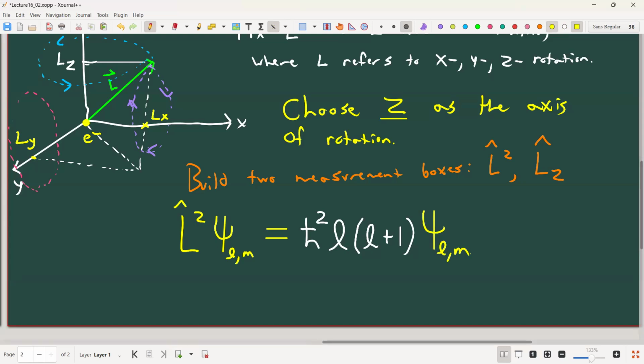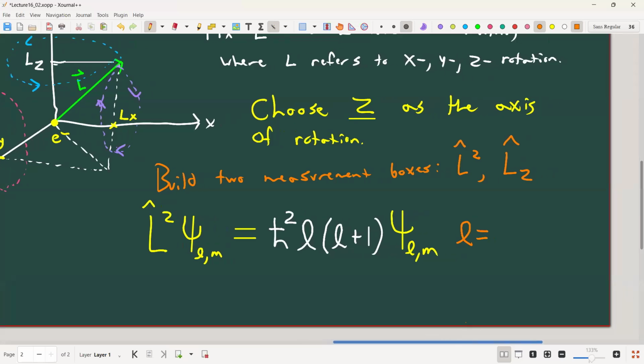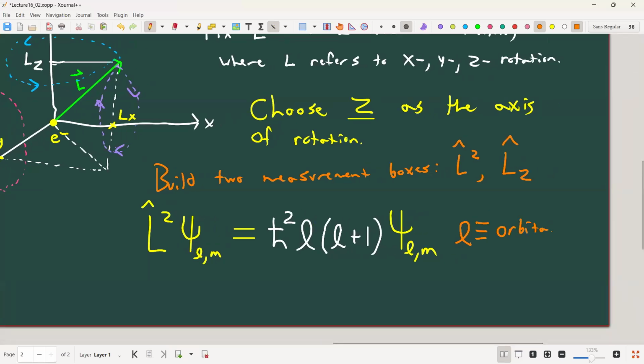So this number L that labels my states tells me how much angular momentum I have, total angular momentum. How fast am I moving? How fast am I rotating? So L, in some sense, gauges that total angular momentum. We call this L number for the hydrogen atom the orbital angular momentum, and L can be any number from 0 to infinity.